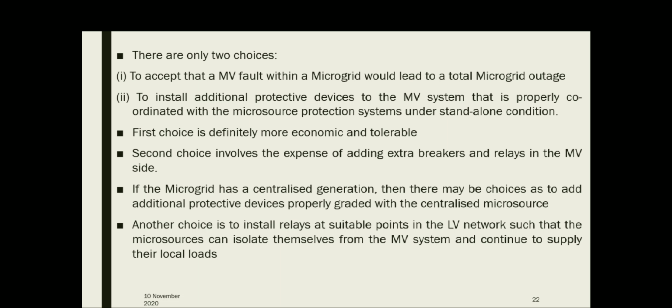Under these conditions, there are only two choices we have. First is to accept that a medium voltage fault within a microgrid would lead to a total microgrid outage. Or second is to install additional protective devices in the medium voltage system that are properly coordinated with the microsource protection systems under standalone condition. So either we accept that, or we install an additional protective device which will also protect the microsource during its standalone condition.